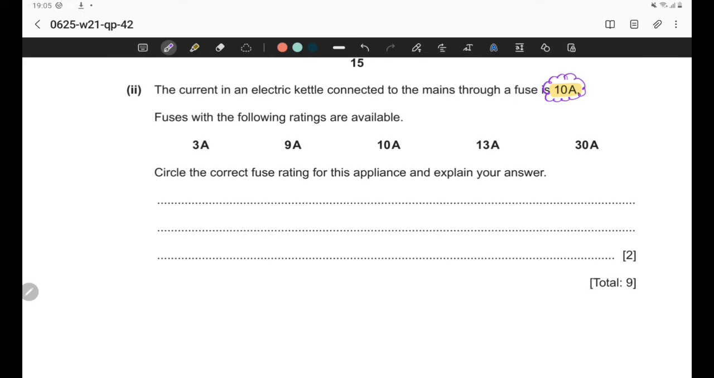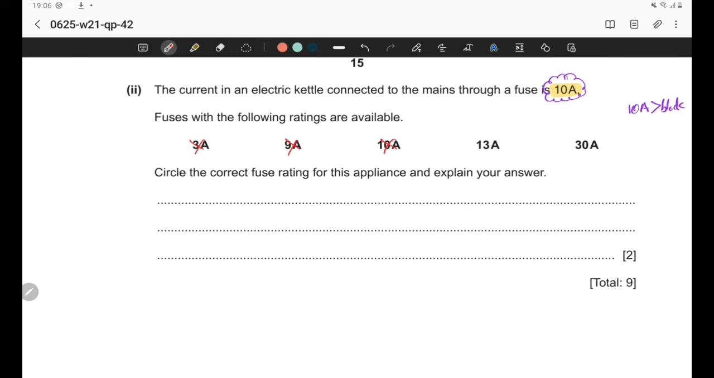So we have to block any excess current flowing through this electric kettle. Any current which is greater than 10 ampere we should block. In order to block this, we can use a fuse in the kettle circuit. So we have to choose which fuse is more appropriate. So we can see 3 ampere and 9 ampere or even 10 ampere.